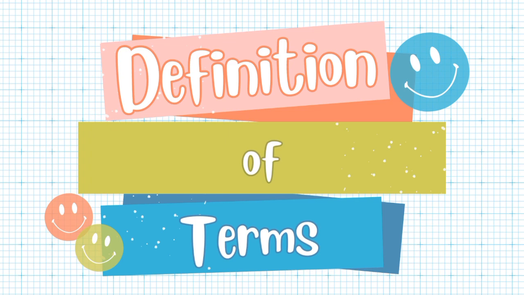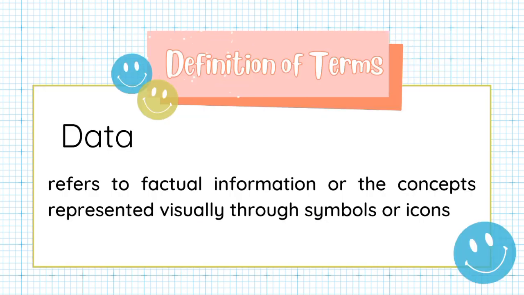So for the definition of terms, first is the data. The data refers to the factual information or the concepts represented visually through the use of symbols or icons. So data can encompass various types of information, such as numerical values, quantities, or categories, and it is used to convey specific details or statistics in a graphical and easily understandable manner.